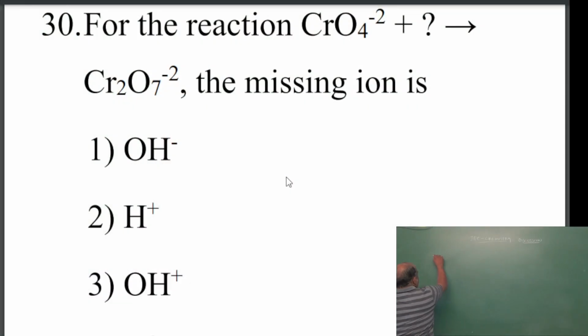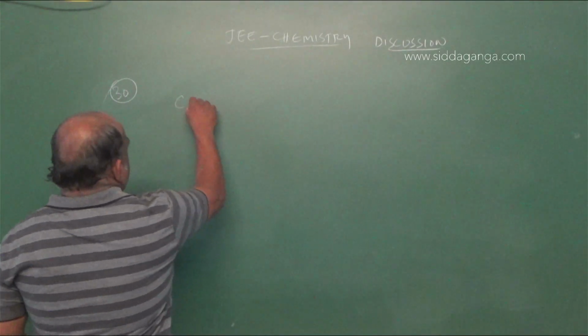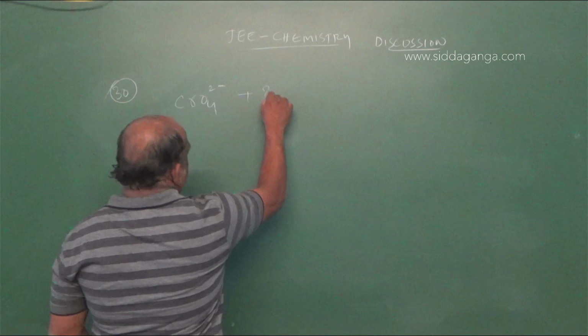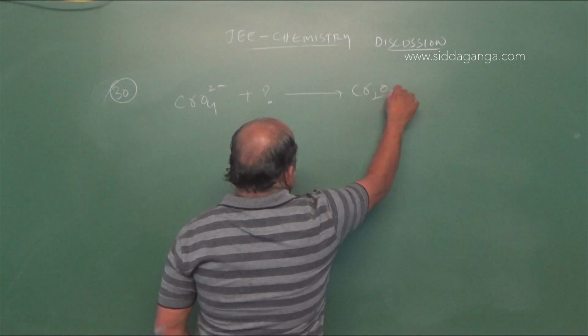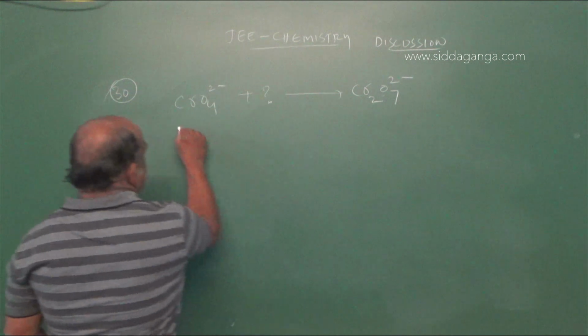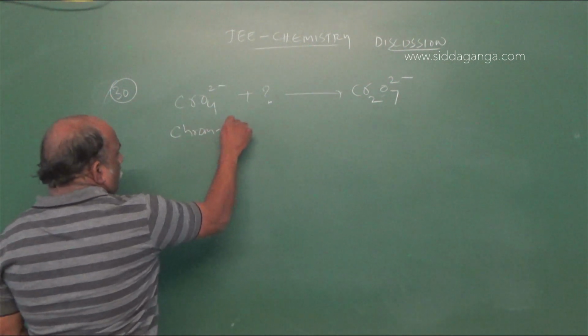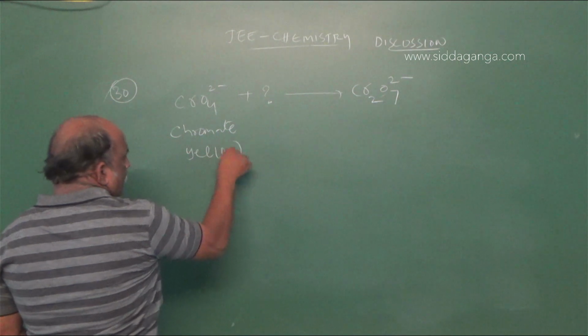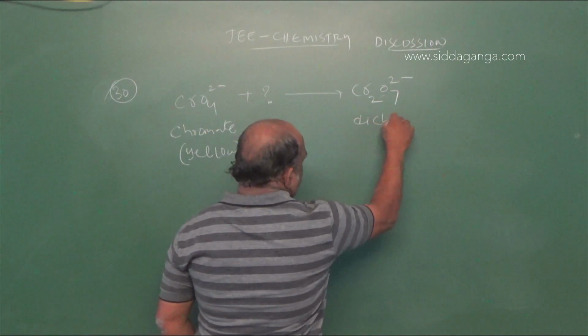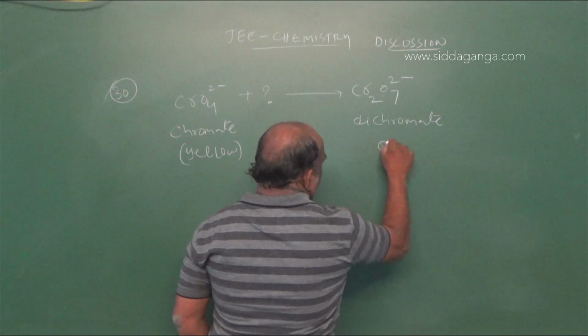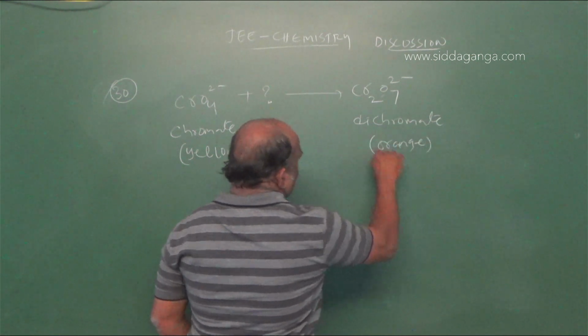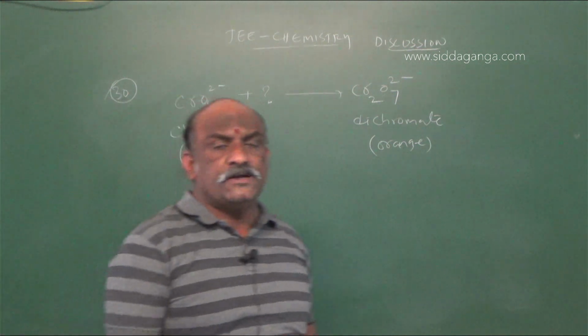Question number 30. For the reaction CrO4 2 minus plus question mark gives rise to Cr2O7 2 minus, the missing ion is... CrO4 2 minus plus question mark gives Cr2O7 2 minus. This is chromate, and chromate is yellow in color. And this is dichromate, and dichromate is orange in color. One is yellow, the second one is orange.